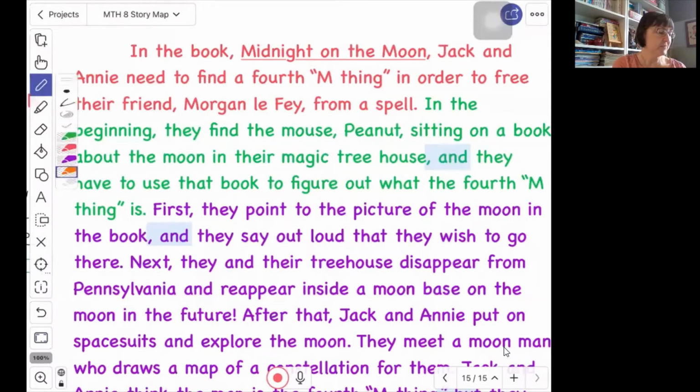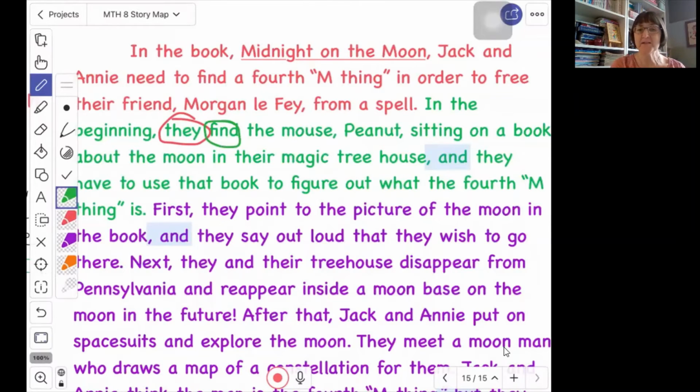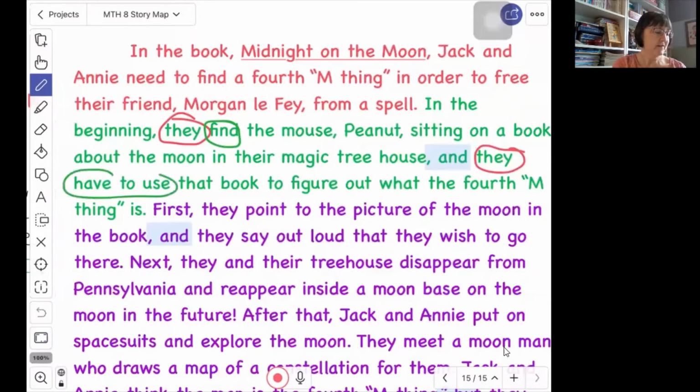The first subject is here, they, and what are they doing? They're finding the mouse sitting on a book. And the next subject is also they, and what are they doing? They have to use that book. So there's two sentences that we combined using comma and.